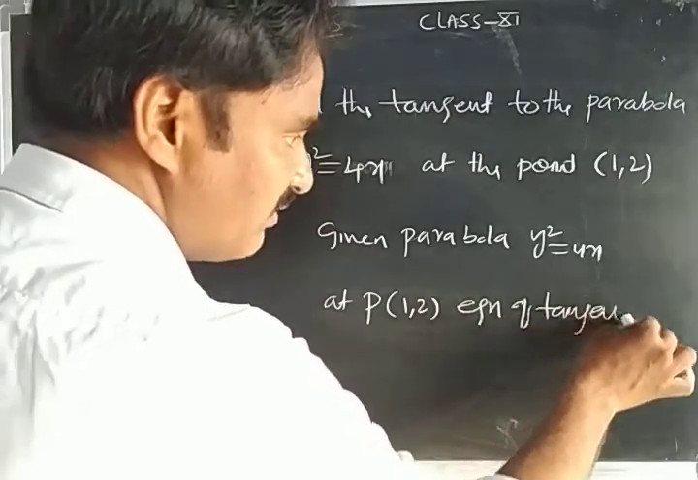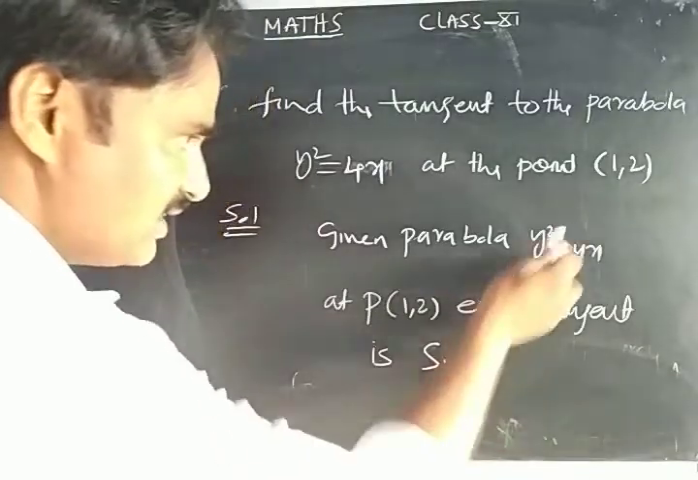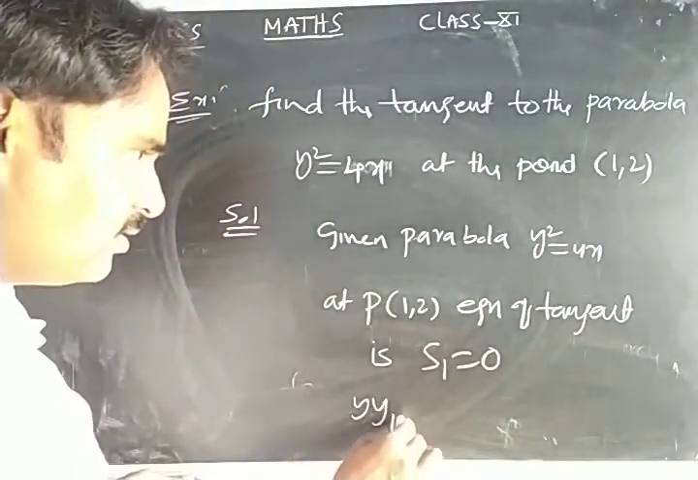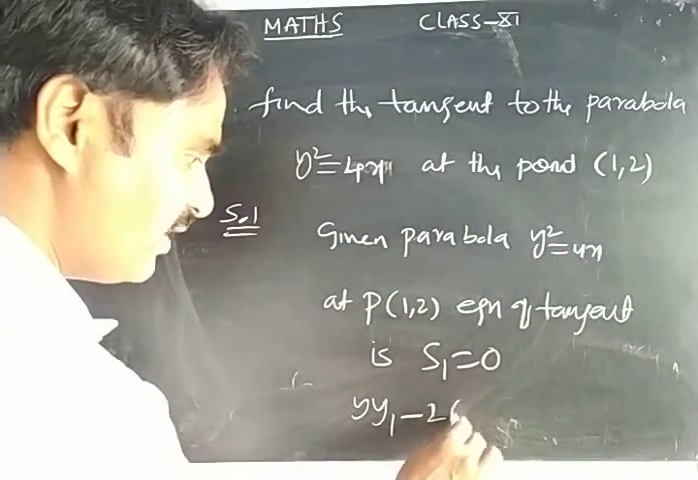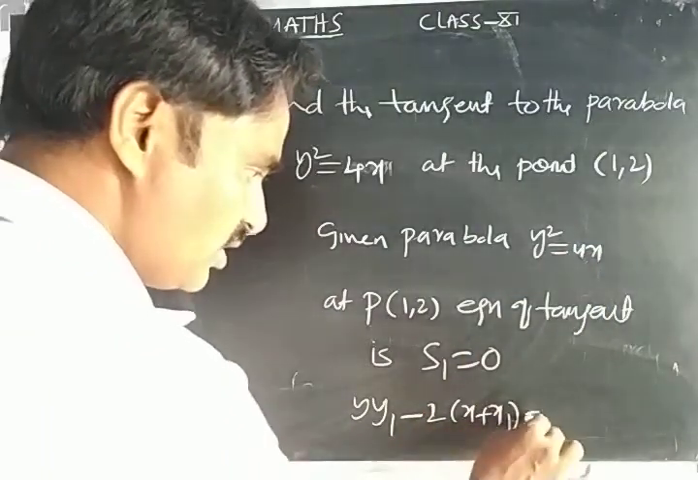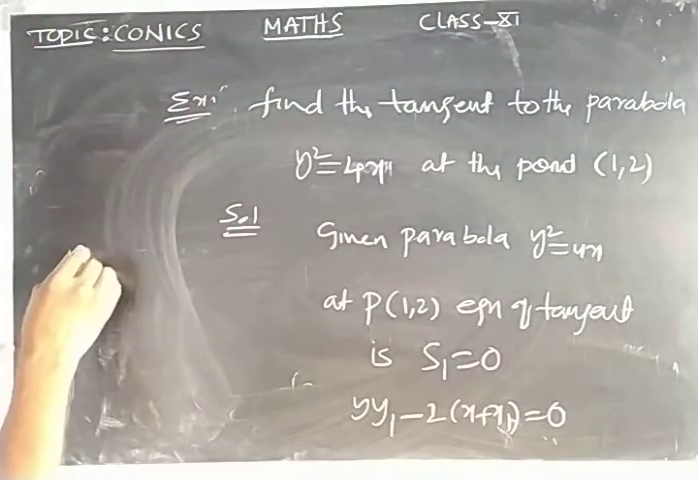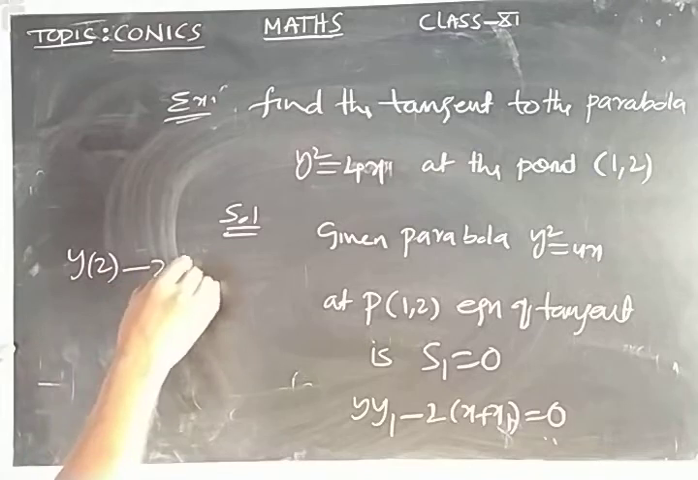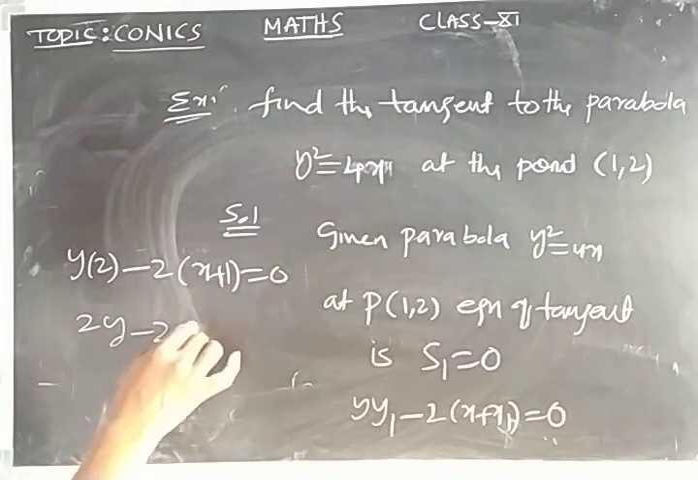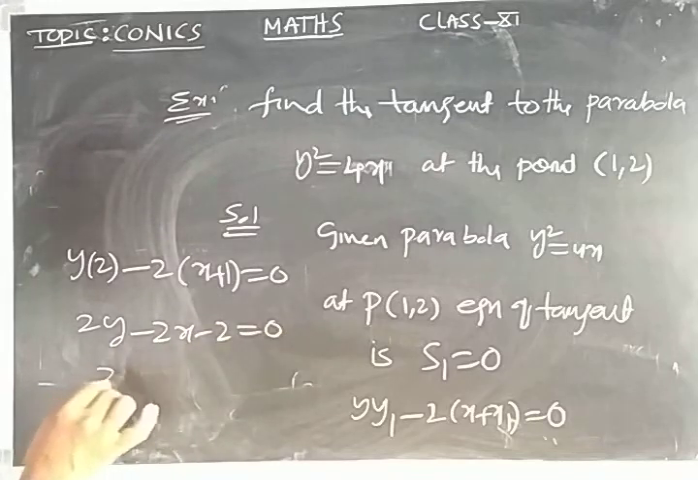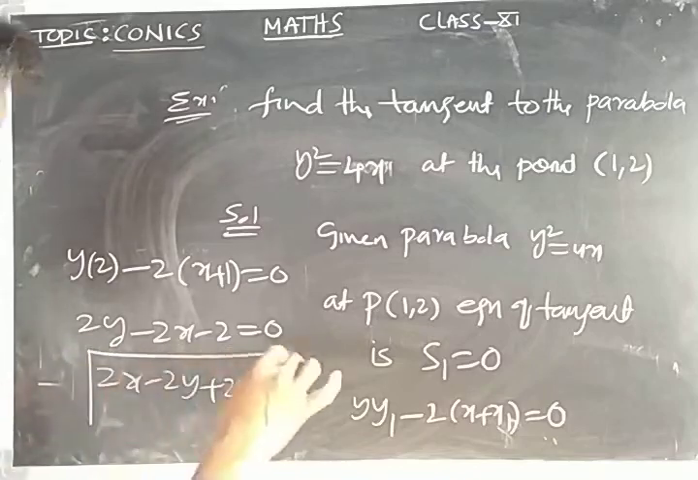The equation of tangent at point P is S1 equals 0. What is S1 for this? y y1 minus 4 coefficient divided by 2, so 2 of x plus x1 is equal to 0. Substitute the point in place of x1 and y1. What do you get? y of 2 minus 2 into x plus 1 is equal to 0. So 2y minus 2x minus 2 is equal to 0. So 2x minus 2y plus 2 equals 0 is the tangent equation.